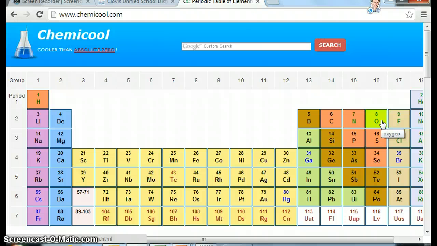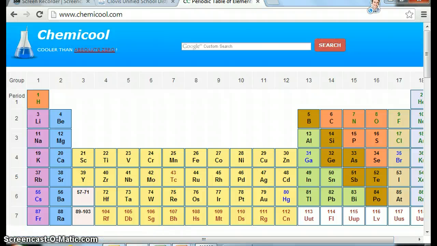So the valence electrons basically are the ones in the outermost energy level. So if we take oxygen, we know that oxygen has 8 electrons based on the fact that 8 is its top number. And 2 of those electrons can fit in the first shell. And then you have 6 electrons in the second shell.